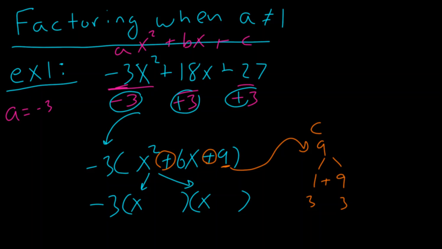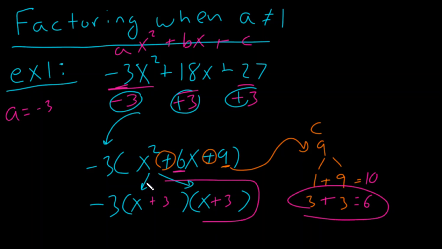Well, what is 1 plus 9? That is going to give us 10. And what's 3 plus 3? That's going to be 6. And recall, we're looking for a b term of 6. These are our numbers. So we're going to say x plus 3 and x plus 3. And that is how you factor that. Alright, let's go ahead and try out one more example, because I think you guys got this.